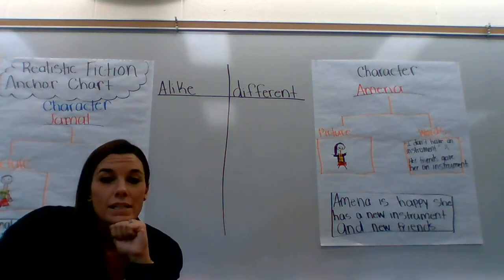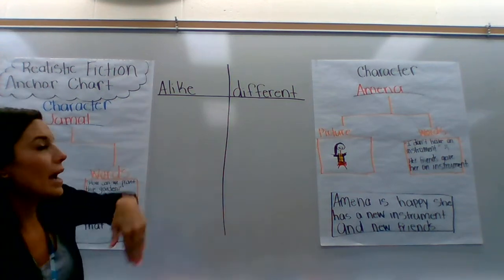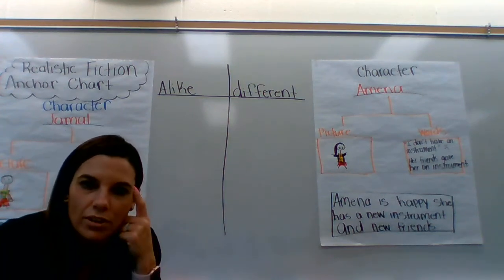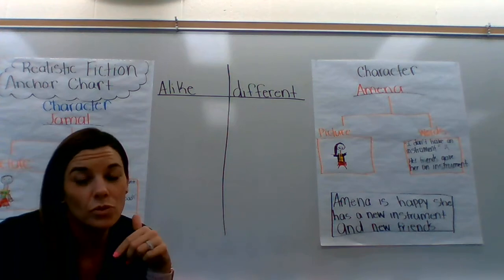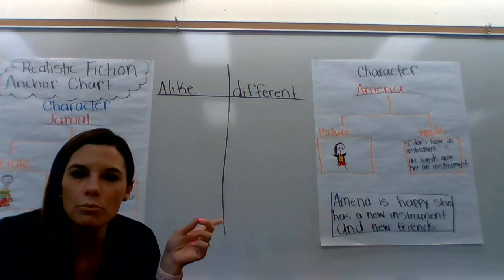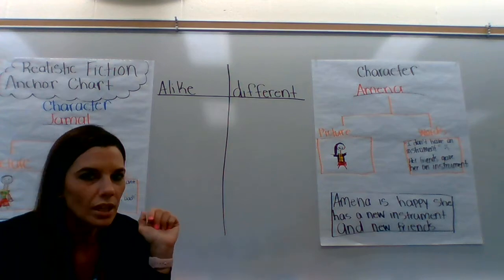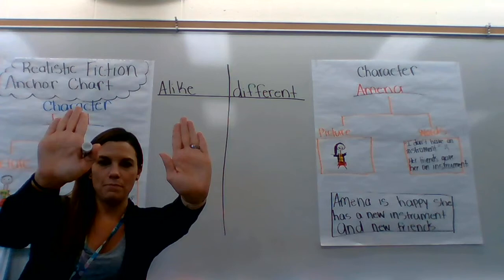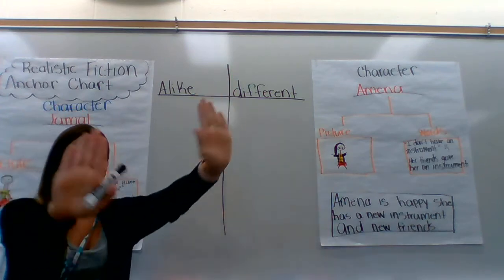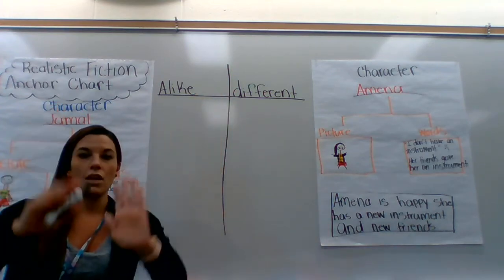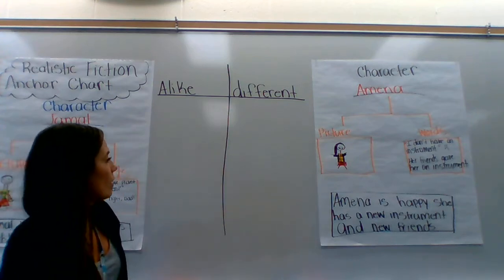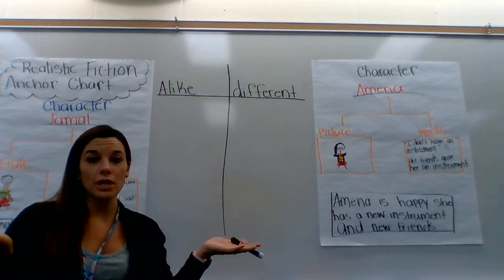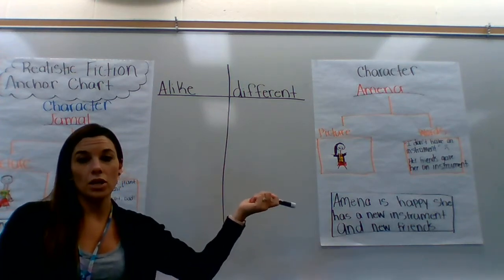okay? But right here on my chart, and I'm not going to do the whole thing for you because I want you to think for yourself on this assignment. I'm just going to give you one example of each, okay? Something that makes Jamal and Amina the same. And I have the word alike up here. How are they the same? How are they alike? Well, they both had on red pants. They did in the story. Jamal had on red pants, Amina had on a red skirt.